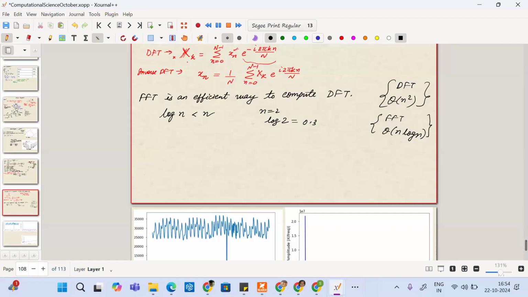No, order of n square. I did not go into detail why it is order of n square, but maybe you can check why it is order of n square. I just noted it down.